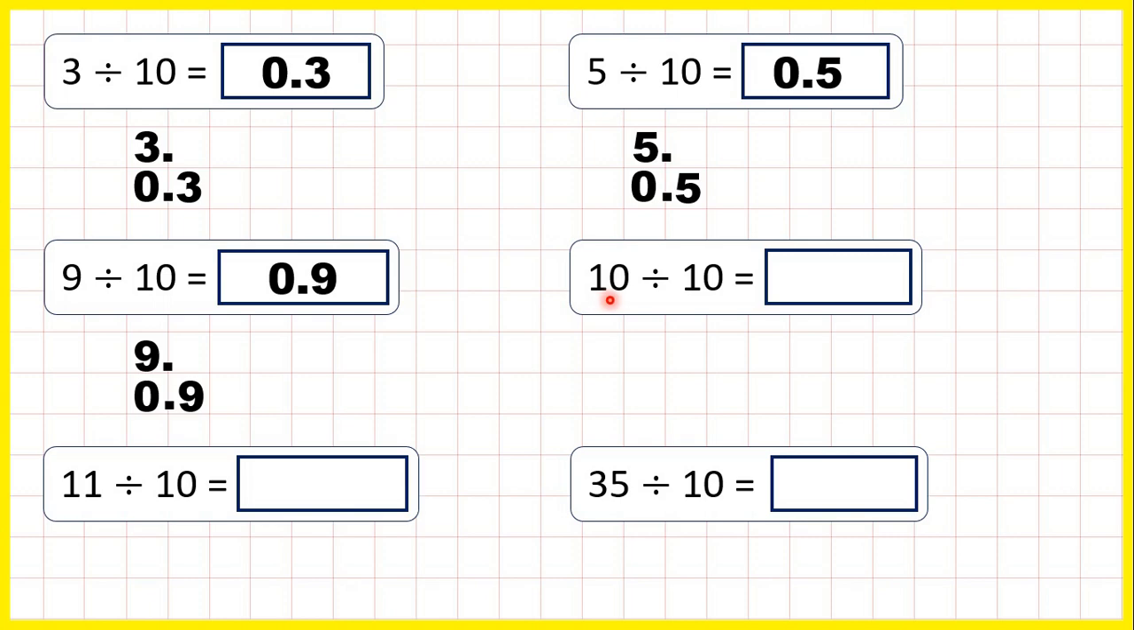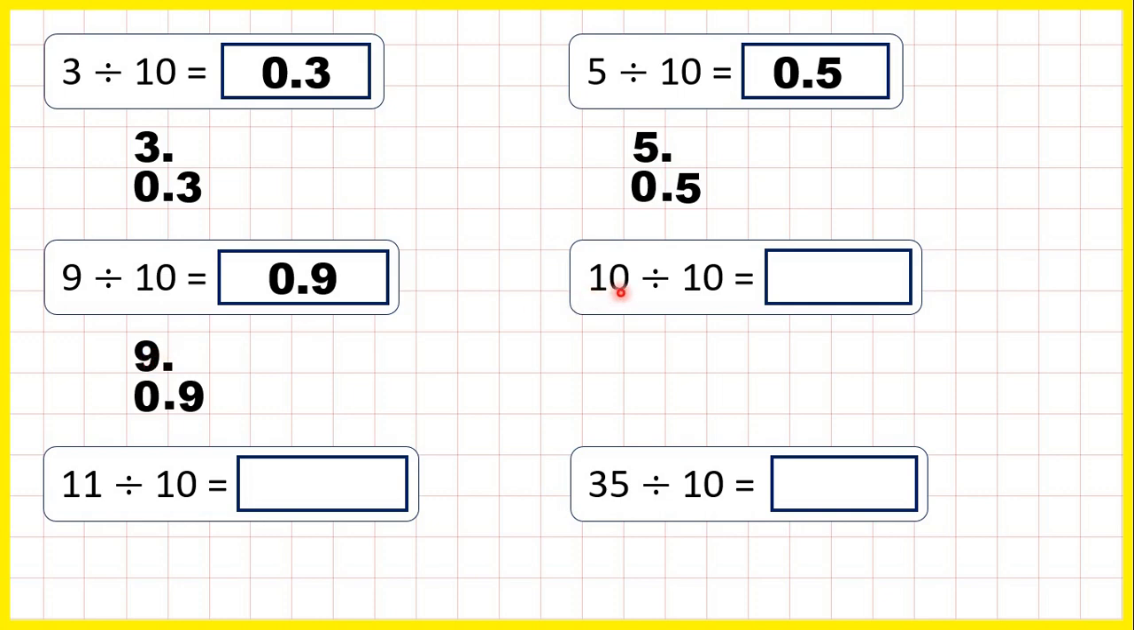Now we have 10 divided by 10. Now you might already know the answer to this. You know that 1 times 10 is 10, so 10 divided by 10 is 1. But we can get our answer using the same method that we've been using here.